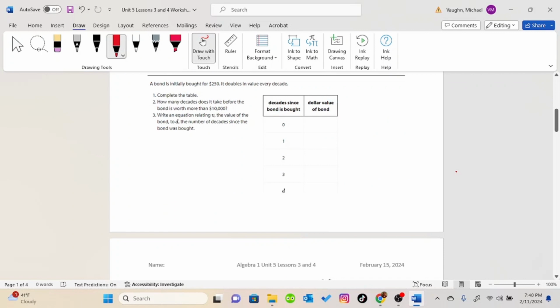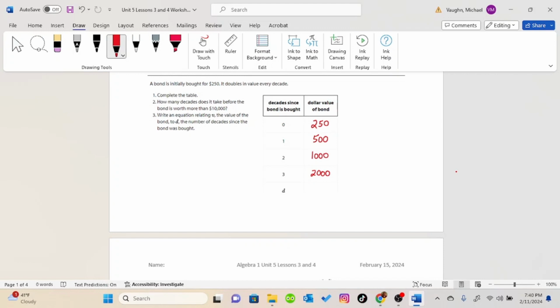A bond is initially bought for $250. It doubles in value every decade. Number one, complete the table. So we know that the original value is 250. When we double it the first time, it becomes 500. We double it again, it becomes 1,000. And we double it a third time, it becomes 2,000.